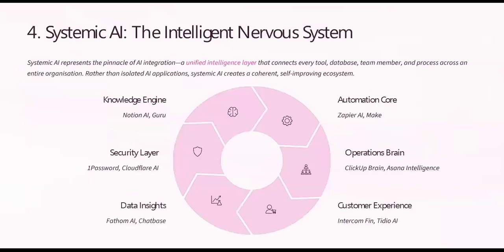And the last one here is systemic AI, the intelligent nervous system, we call it. So this is kind of different. Here we use a knowledge engine. We have Notion AI. Security layer you can use. Data insights, automation core. Automation core we already covered in agentic AI itself, but here it also comes with Zapier AI and Make and all. Operations, you can see operations brain, customer experience you can collect.